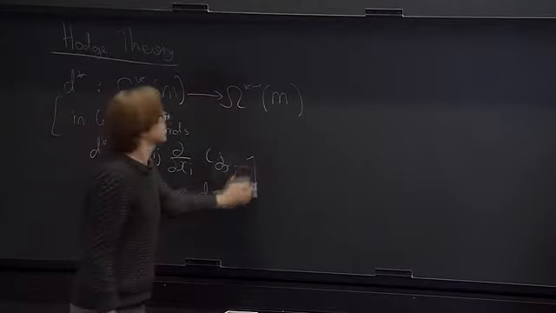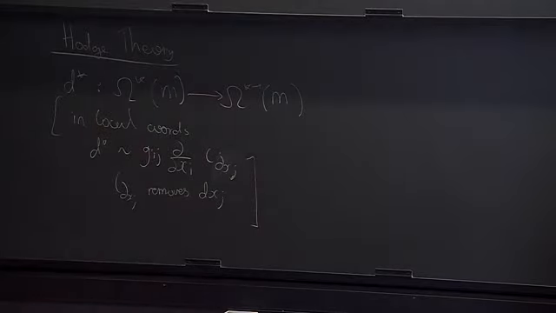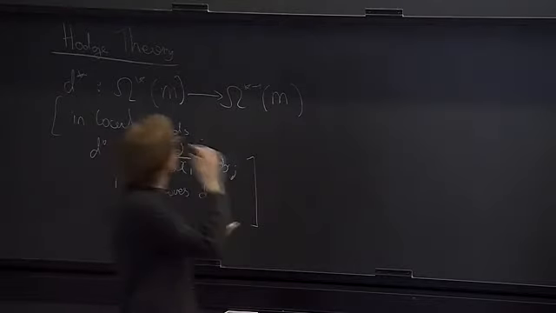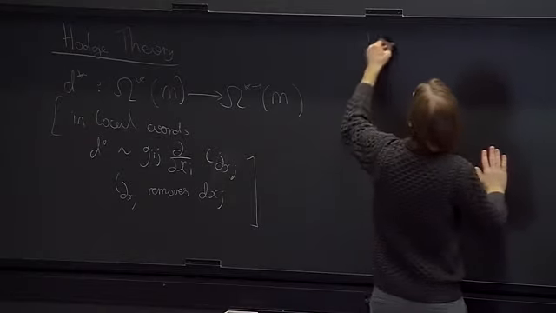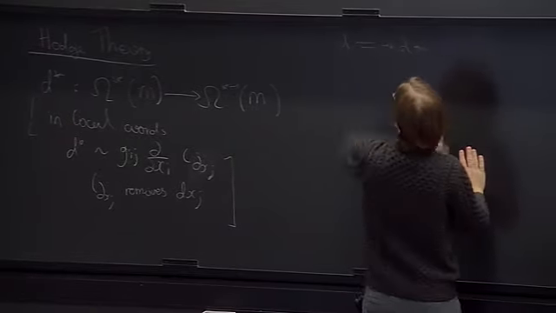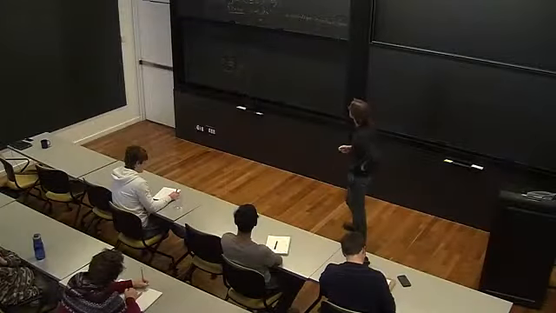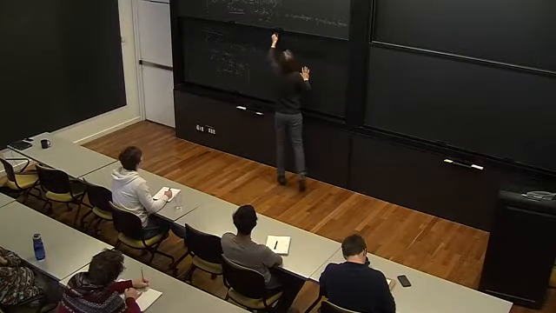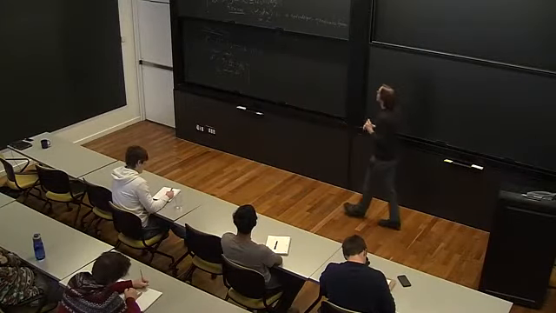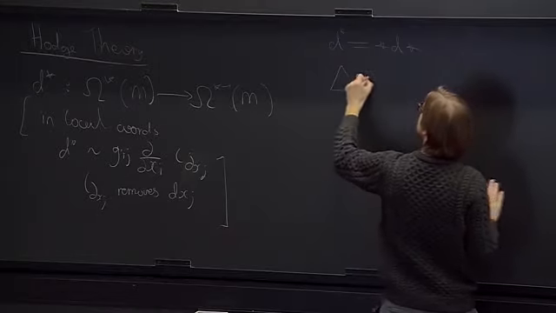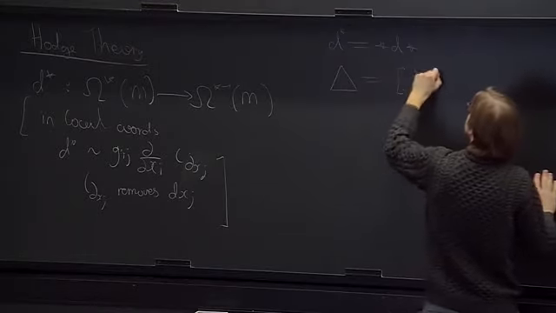So it looks something like this in local coordinates. And I'm sure most people are familiar with it. It's a standard thing, and you can read about it in geometry textbooks. It can be written in terms of the Hodge star as star d star. We also have the Hodge-Laplacian, which is the anti-commutator.